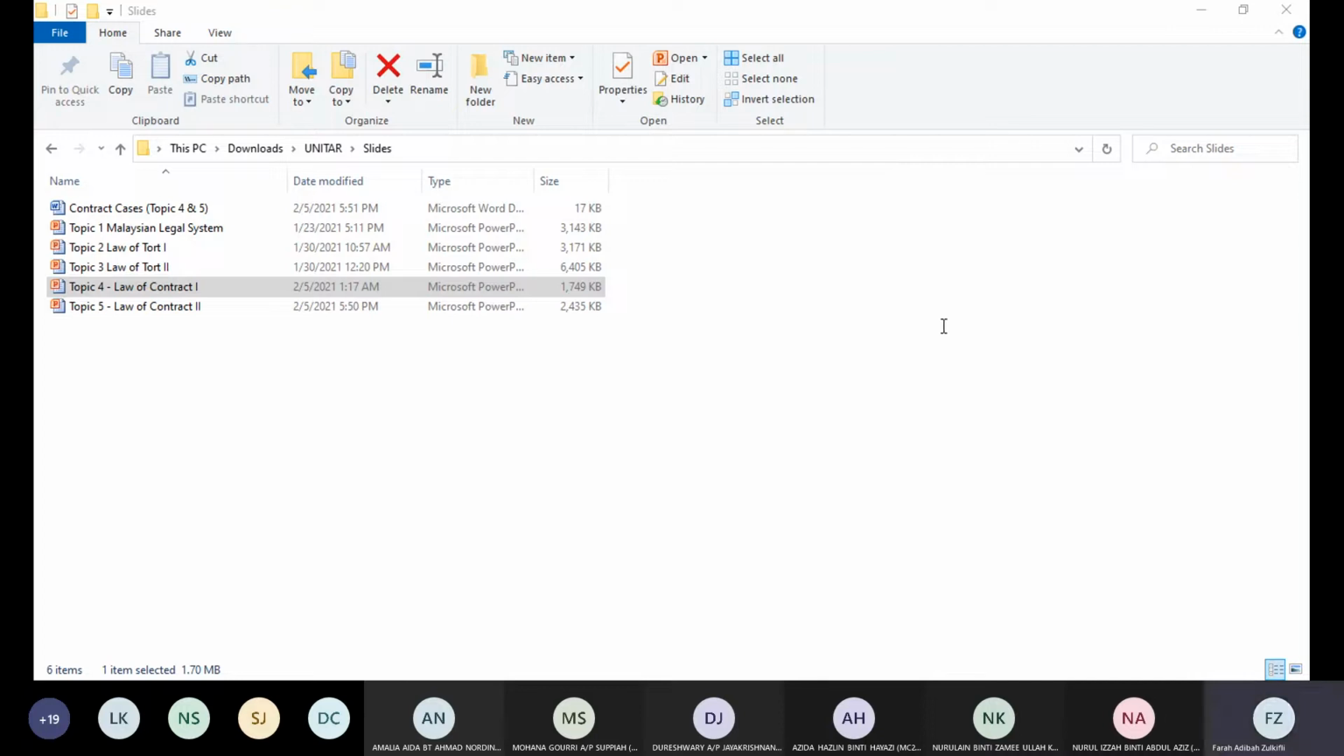Okay, so when we talk about law of contract, there are actually a number of things related to law of contract. So one of them, which we will learn during this slide. For law of contract one, what we will cover is the elements in order to have a valid contract. If you want to create a contract with someone, if you want to create a valid agreement with someone, what are the elements that you need to fulfill? There are 6 elements that you need to fulfill, which is offer, acceptance.